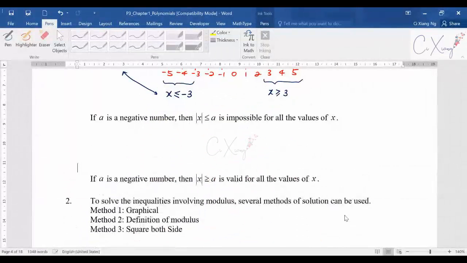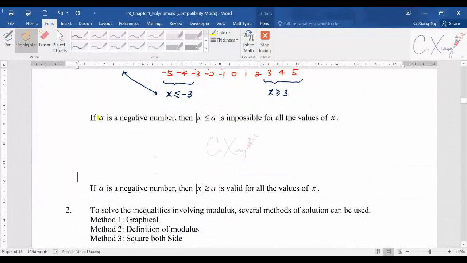Okay, so we can discuss this. When you are having a with a negative number, so that means modulus x smaller equals to a is impossible for all the x. Alright, so what does it mean? Okay, so we can just try to understand it by using some simple example. Let's say modulus x smaller equals to negative 1, let's say.